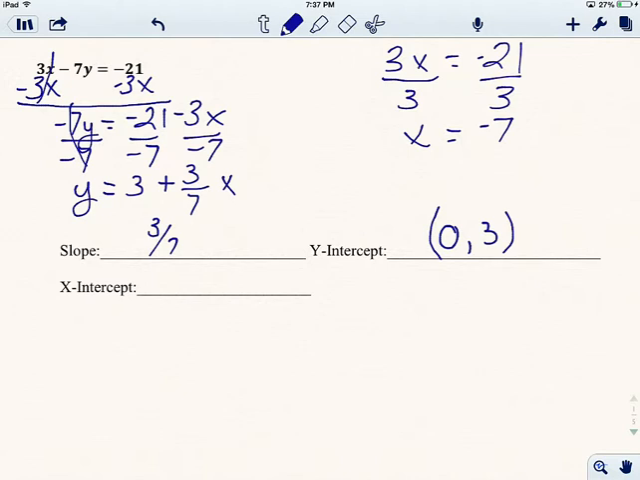So again, my x-intercept is negative 7, but I can't just write down negative 7. It has to be a point, so it's going to be negative 7, comma 0. And that's our answer.